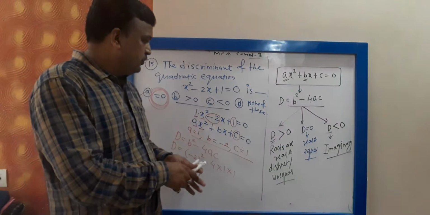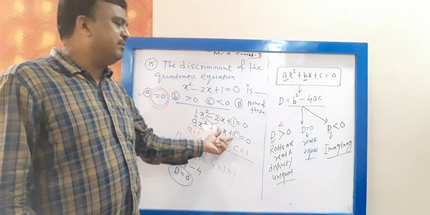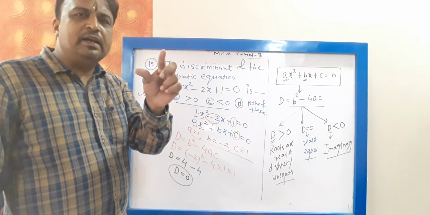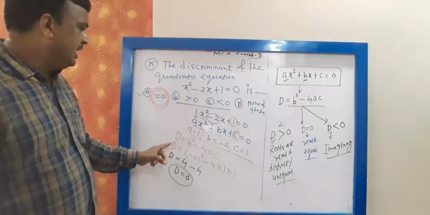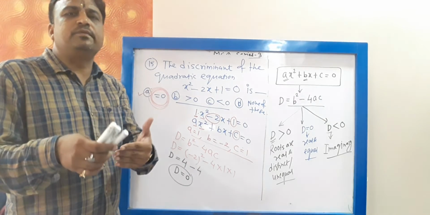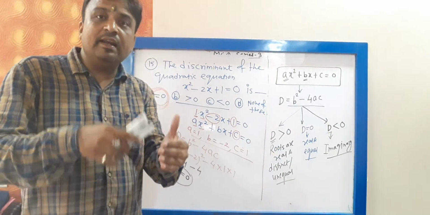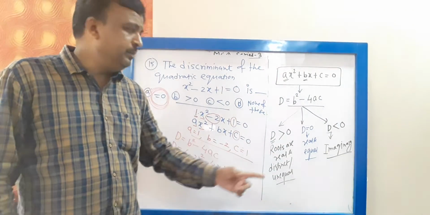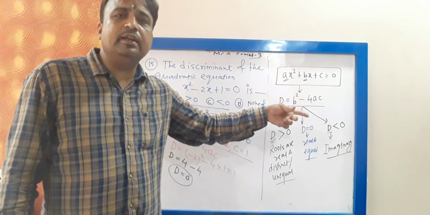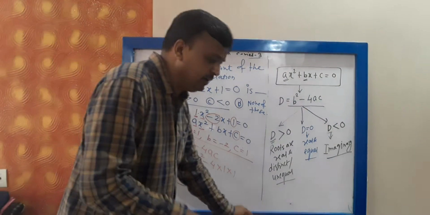Is it clear? So whichever quadratic equation is given to you, you compare with ax square plus bx plus c equal to 0, get the values of a, b, c, and then the discriminant D formula is b square minus 4ac. That we find, and then from discriminant we can decide the nature of roots also. If discriminant is positive, greater than 0, the roots are real and unequal or distinct. If discriminant is 0, the roots are real and equal. If D is negative, the roots are imaginary. Is it clear? Okay, let us move to next question.